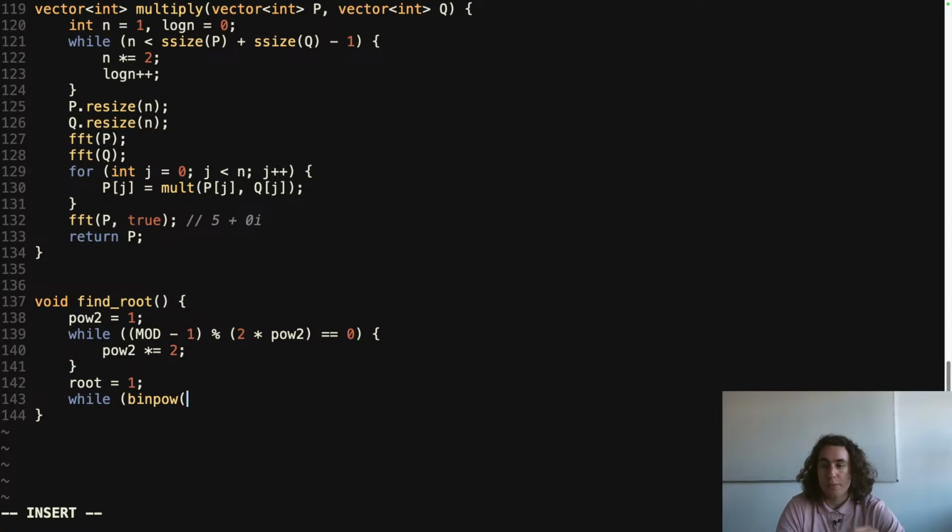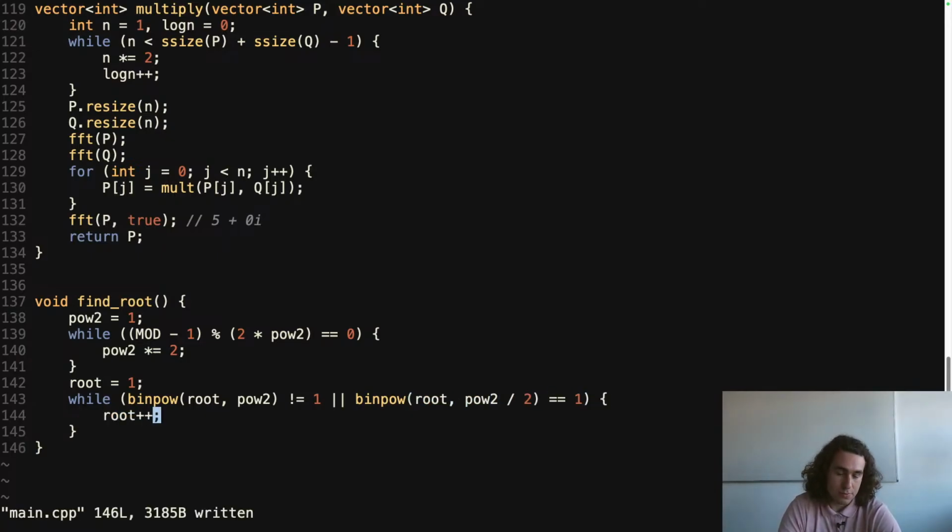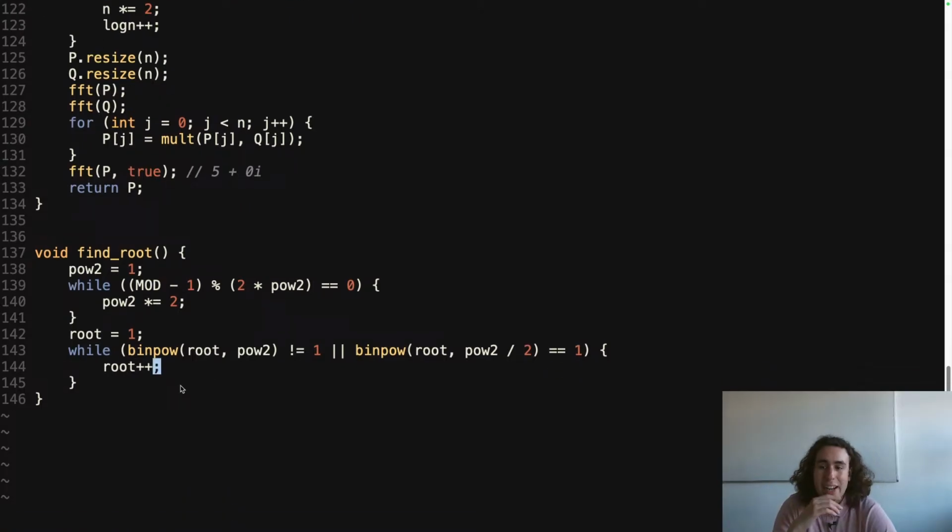So my number should be, to the power n, which is pof2 in this case, right? To the power of pof2 should be 1, but to the power of pof2 over 2 should not be 1. So we check that while it's not true that either it's to the power of pof2 not 1, or to the power of pof2 over 2 is equal to 1, I need to go to the next root. And a simple exercise for you is that we can make both of these checks with only one exponentiation. You only need this check. You can think about it.